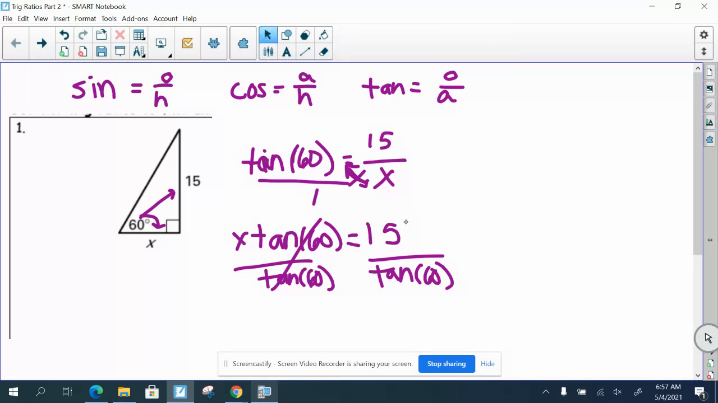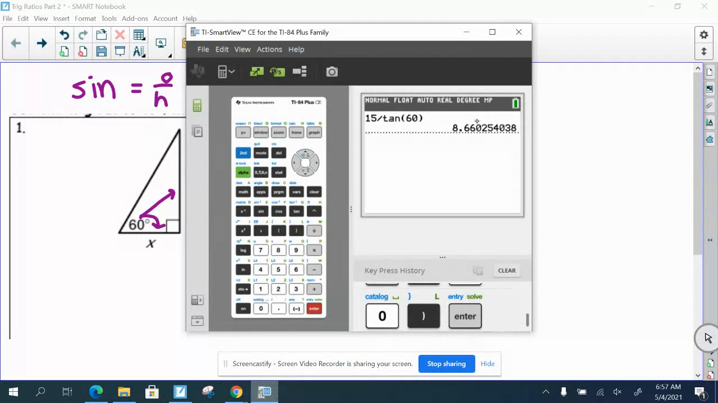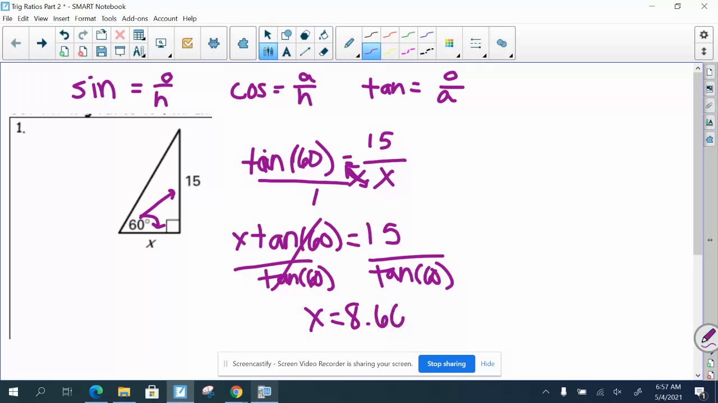So then take your calculator and do 15 divided by tangent of 60. And you don't need to have it as a fraction bar like this. You can if you want, but it's not necessary. So 15, just use the division sign, and then tangent of 60, type in your angle, equals 8.66. We'll do 2 decimal places. So here, x is 8.66.